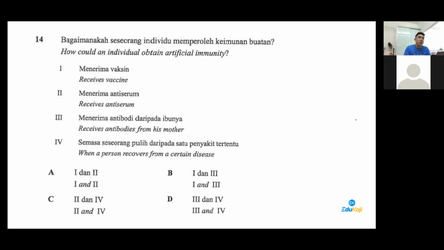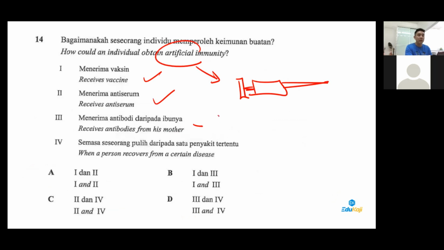Okay, 14, artificial, but they never state whether it's active or passive. Guys, for artificial, I always ask my students to draw this. Wow, today my drawing is a bit messy. Okay, so injection. So you only have these two. Just to be a bit more specific, this is natural, passive. Natural, active. So therefore 1 and 2, 14 answer is A.